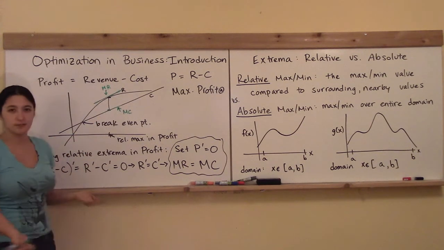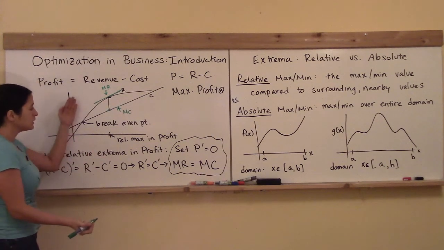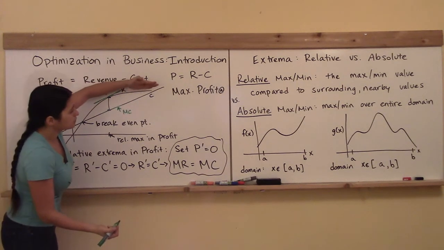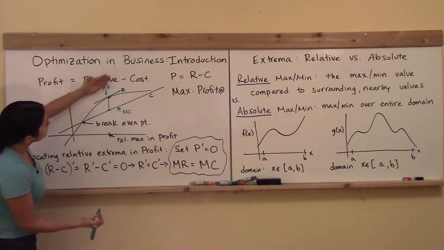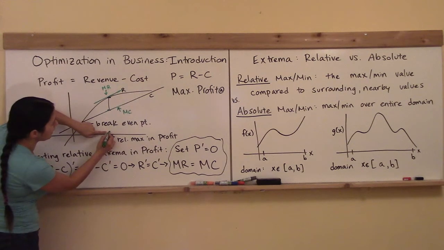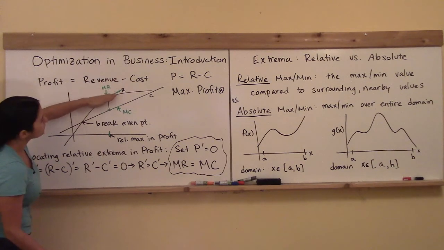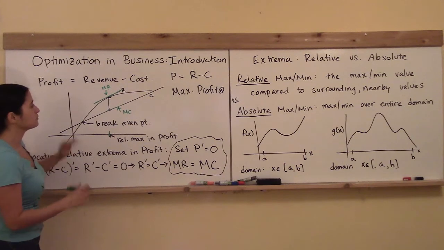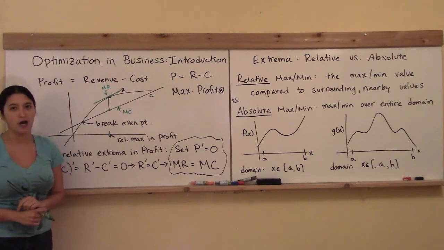Now if I try to picture the marginal revenue at a different point on the revenue function, it looks like over here the marginal revenue is pretty high. Over here the marginal revenue kind of topped off, so it's kind of low. But for this point right here, the point at which the relative max in the profit occurs, the slope of the revenue tangent line, which is the marginal revenue, is exactly equal to the marginal cost.